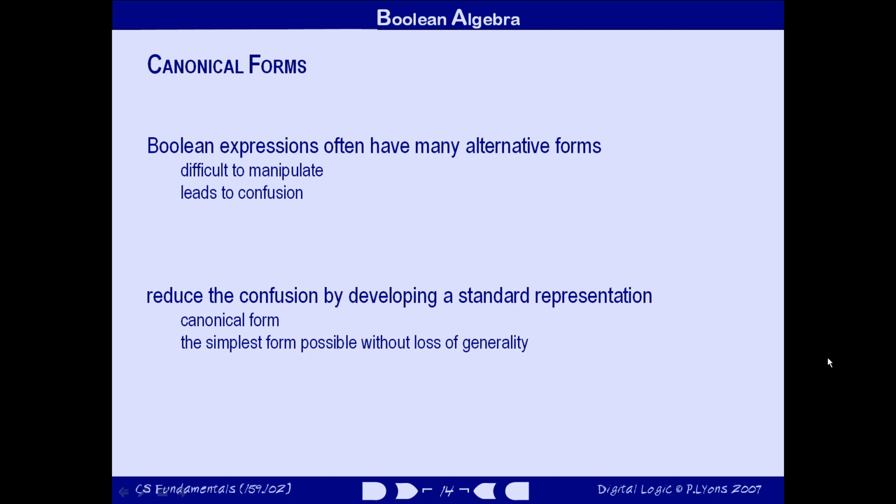We'll start by introducing the concept of a canonical form, a standard structure for all our Boolean expressions that will make the subsequent manipulations simpler. This canonical form is the simplest form possible without loss of generality. Note that simplest doesn't necessarily mean shortest. Our ultimate goal is to produce short representations of the Boolean expressions which can be implemented using the minimum amount of electronics, but we start by generating a standard form in which every term includes all the variables.